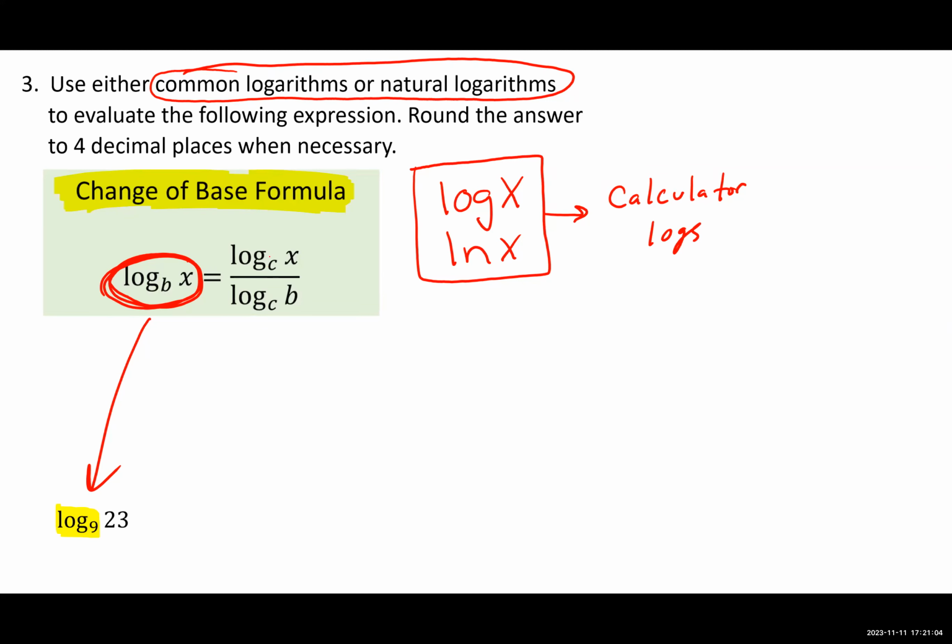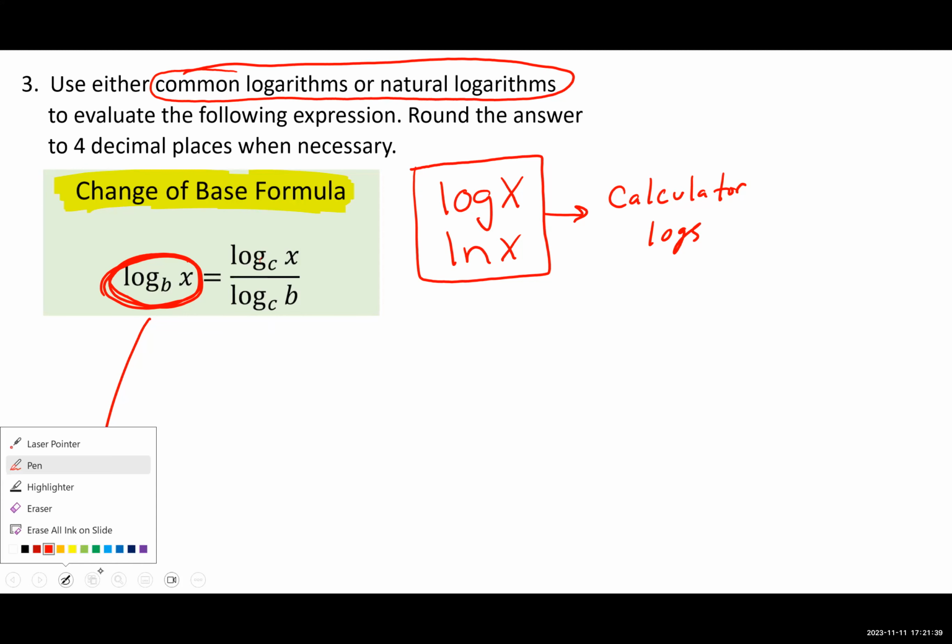So notice there's a C on the right-hand side, a C here and a C here. C can be anything. We could change log base 9 into log base 6, or log base 11, or log base 44, but none of them will help us. But what we can do is change log base 9 into one of the two bases that appear on the calculator, either 10 or e.